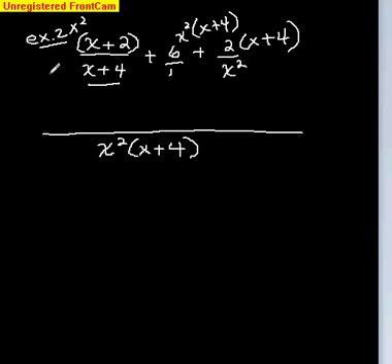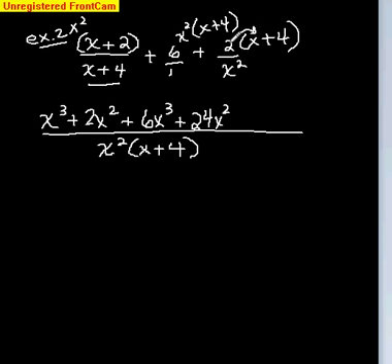So we're just going to distribute what we can. We have x squared times x plus 2, so we're going to get x cubed plus 2x squared. Same, we're going to distribute the 6x squared to both of these. So we get plus 6x cubed plus 24x squared. And now we go on to this one.